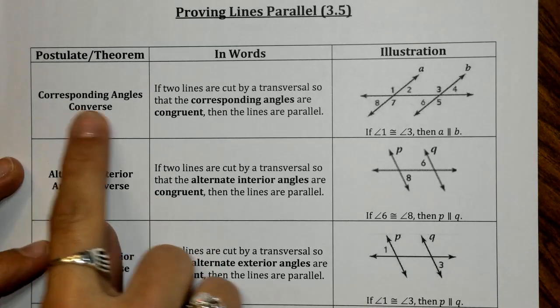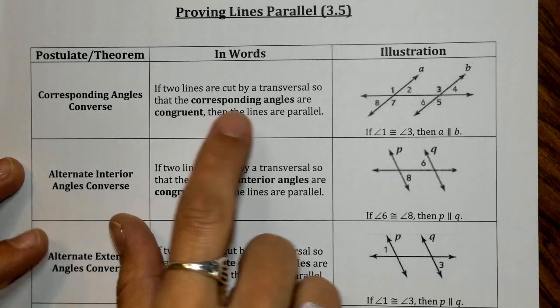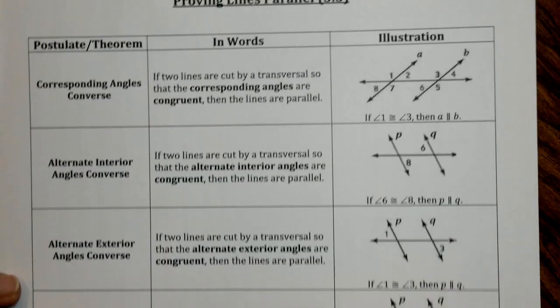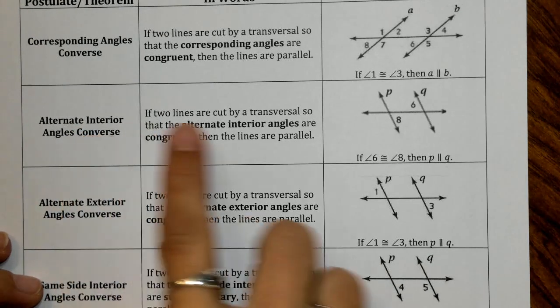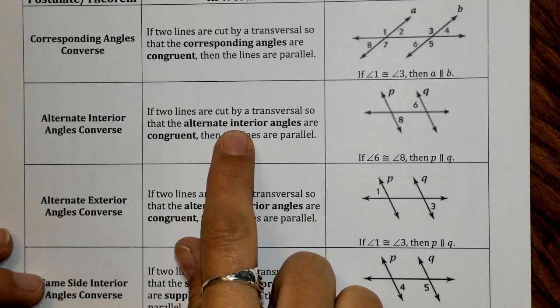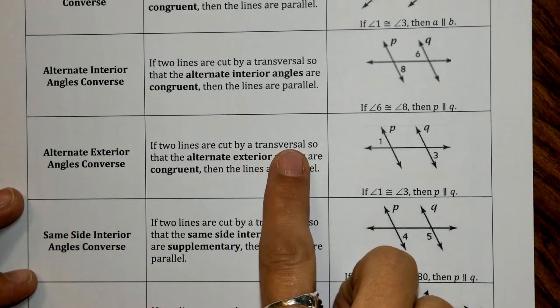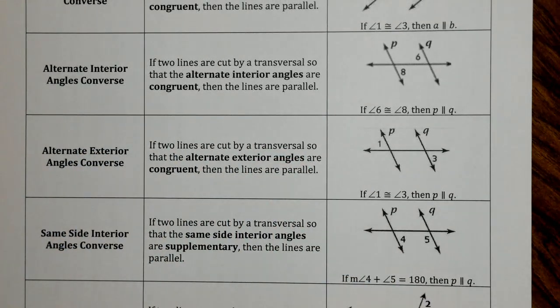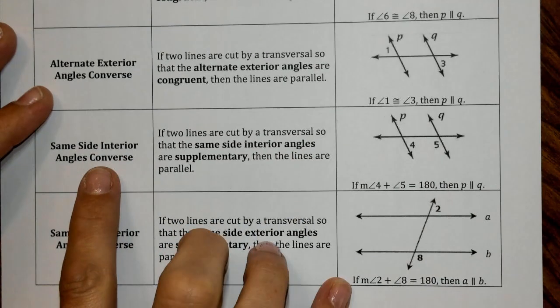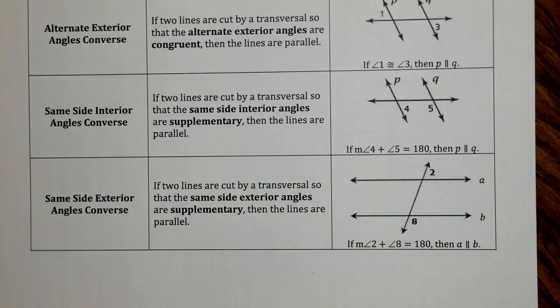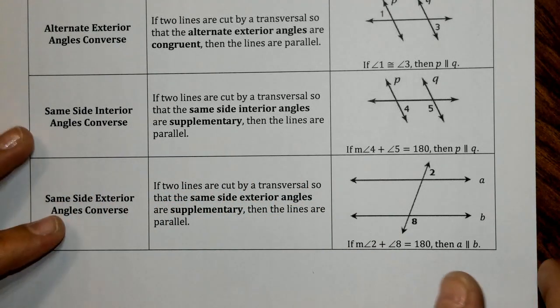So again, your corresponding angles converse is saying that you've got two corresponding angles and they're congruent, so the lines are parallel. Alternate interior angles are congruent, so the lines are parallel. Alternate exterior: if you have alternate exterior angles and they are congruent, then your lines are parallel. Same thing with same side interior, supplementary, same side exterior, supplementary, okay?